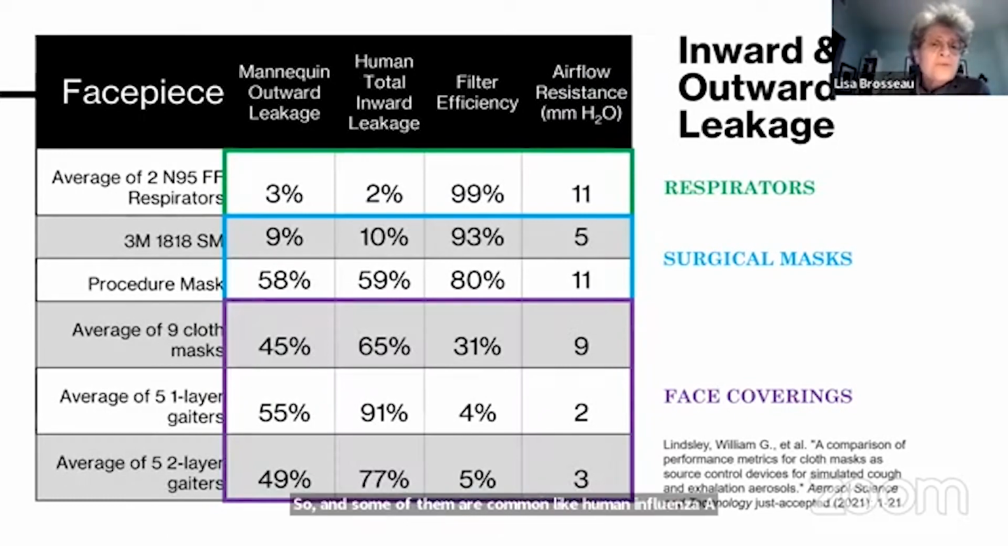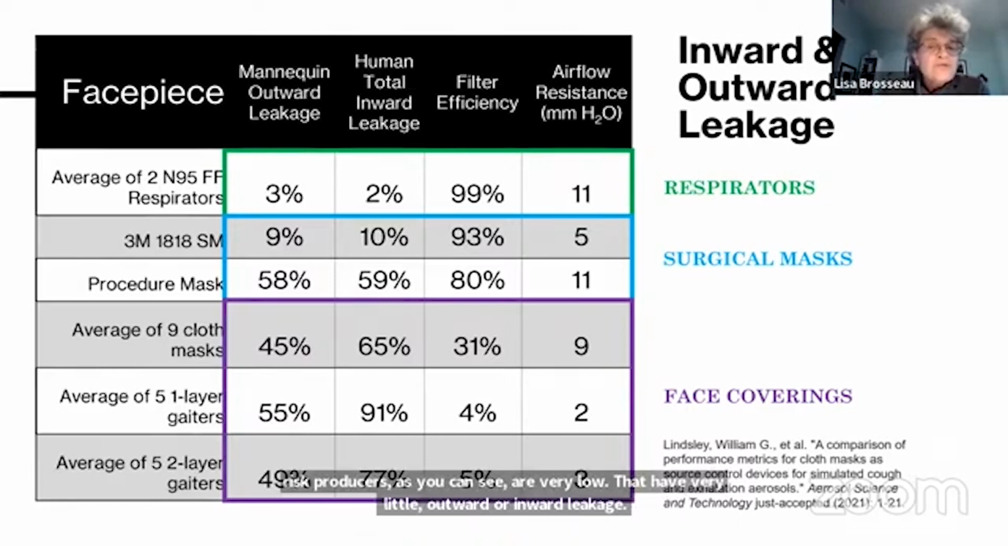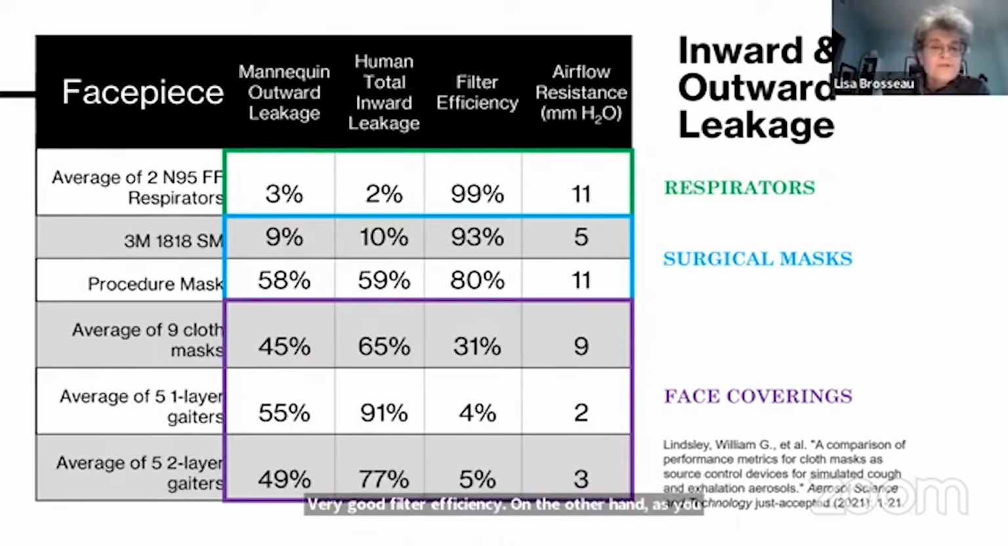And lastly, I just want to talk briefly about my favorite topic, which is respirators versus masks. This is a very good study by Bill Lindsley at NIOSH, where he did a nice comparison of how much inward and outward leakage you get for different kinds of things you put on your face. And for the respirators, the lower the number in terms of leakage, inward or outward, the better. So respirators, as you can see, have very little outward or inward leakage and very good filter efficiency.